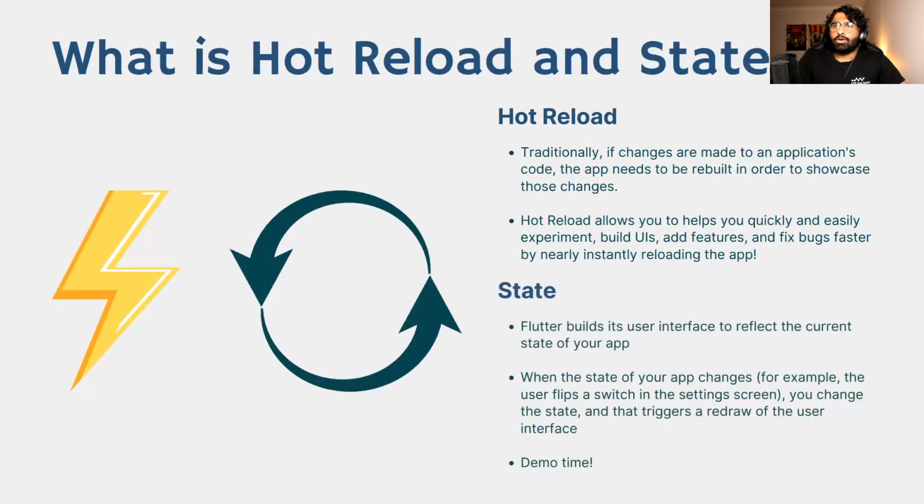So what is hot reload and state? Traditionally, if changes are made to an application's code, the app needs to be rebuilt in order to showcase those changes. For example, if you're programming in Java and you launch the application and realize, oh no, this text box has a mistake, or this button has an improper label on it, you'll have to close the application, make the change in the code, you might have to build the solution, and then you have to run it again. So it becomes quite tedious when it might be a simple mistake, a simple bug, and then you're like, oh great, I have to close it, make the change, restart the application. And that can be really time consuming.